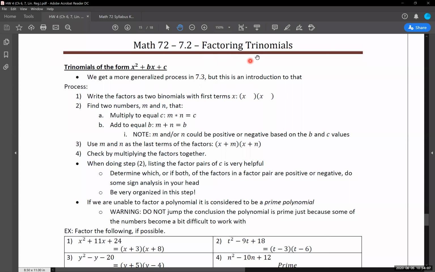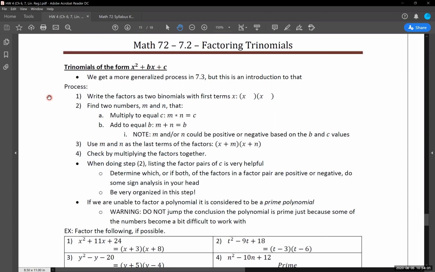Now, we're working with trinomials primarily in the form of x squared plus bx plus c, where b and c are integer numbers. So very specific here, we have just 1 as the scalar for the coefficient for x squared. X has some number in front of it, and c has some number value attached to it.